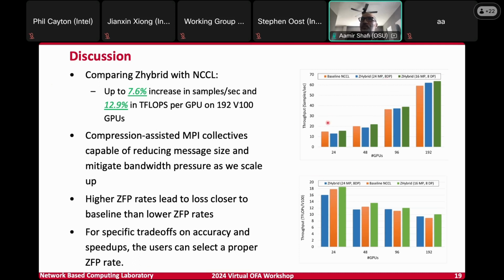And as you can see, this is throughput in samples per second. The orange results are the baseline, and higher is better. For the 192 case, the compression-based approaches over MVAPICH are doing better than baseline NCCL. The gains are different for different data points, but around 8% and almost 13% on 192 GPUs.